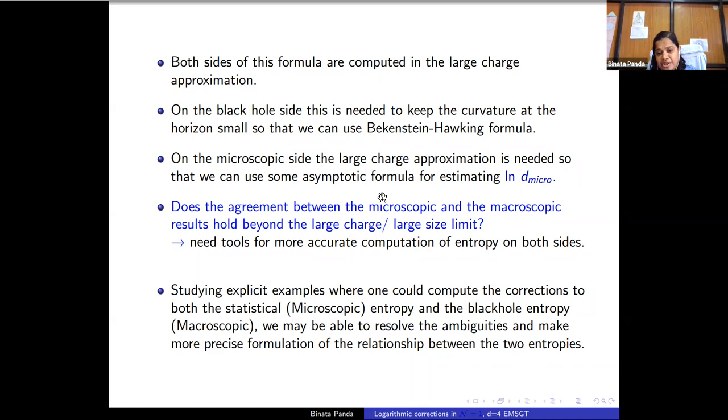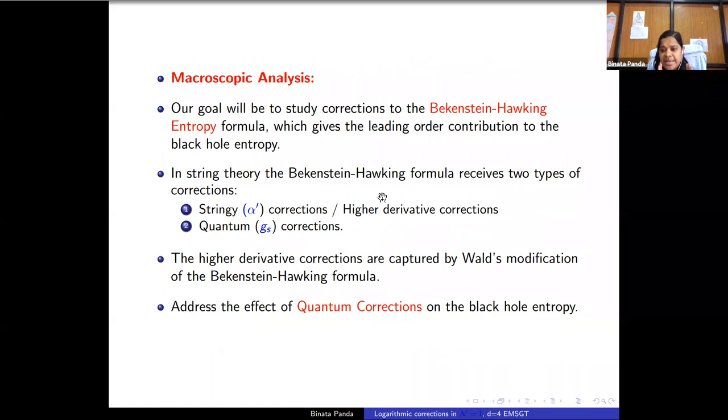We basically do the calculation on the macroscopic side. Our goal is to study the corrections to the Bekenstein-Hawking entropy. So it again narrows our area, in that we are only concentrating on the macroscopic side. We study the corrections to the Bekenstein-Hawking entropy formula, but the microscopic side is another matter. The Bekenstein-Hawking entropy gives the leading order contribution, and we try to calculate in string theory the different kinds of corrections.